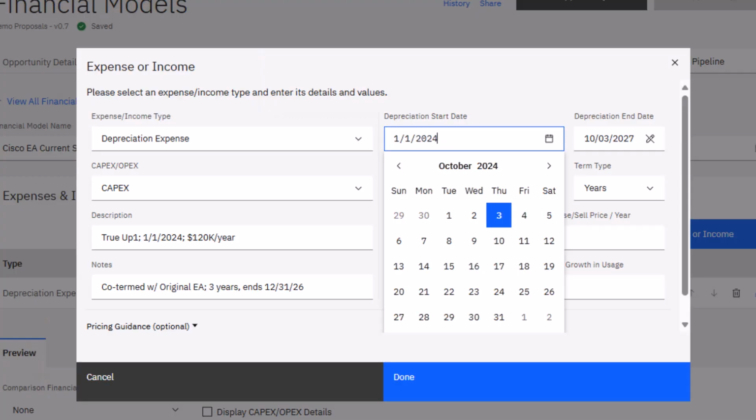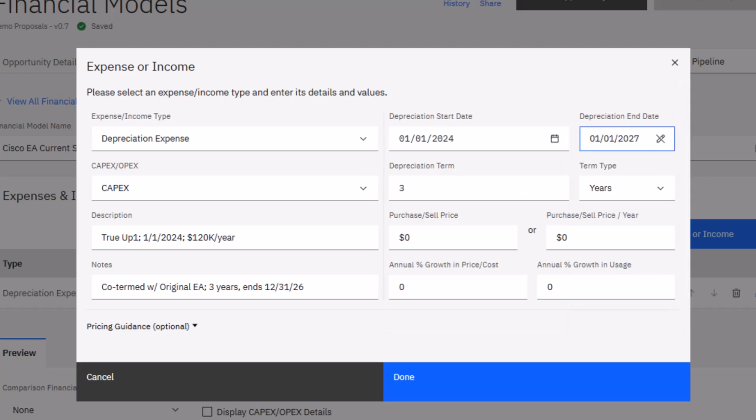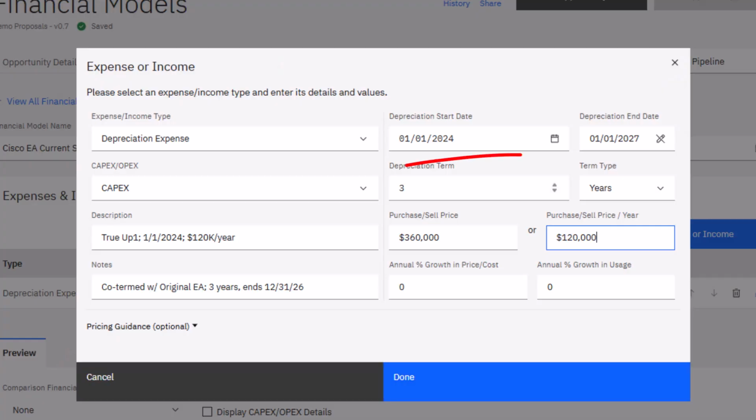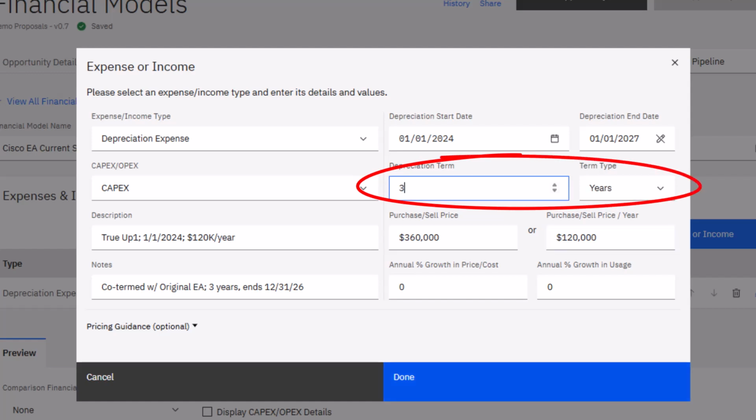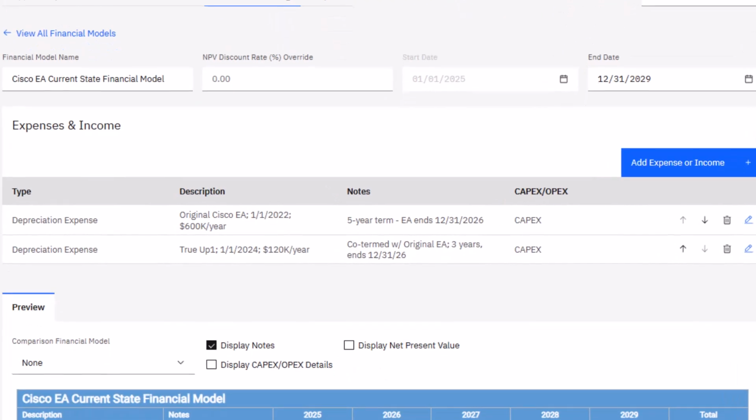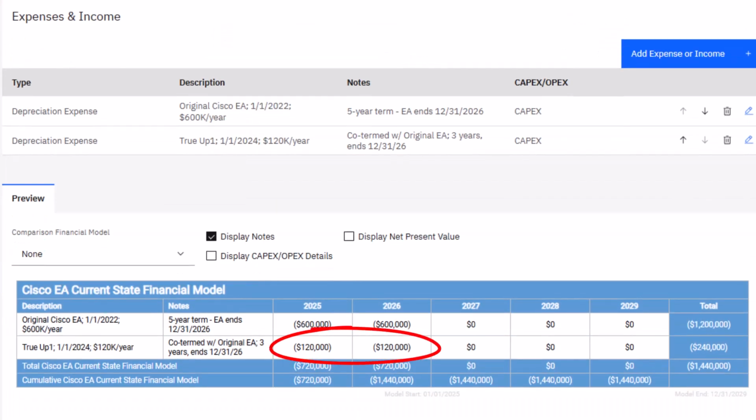All right, since we sold this original EA, we're also aware that there were 2 true-ups or upgrades that were done. And the first was on January 1st, 2024 for $120,000 per year. The upgrades co-term with the original EA end date of 12/31/2026. So the first true-up would have a term of 3 years. But since our financial model starts on January 1st, 2025, we're only going to see 2 of those 3 years, not all 3 in our financial model.